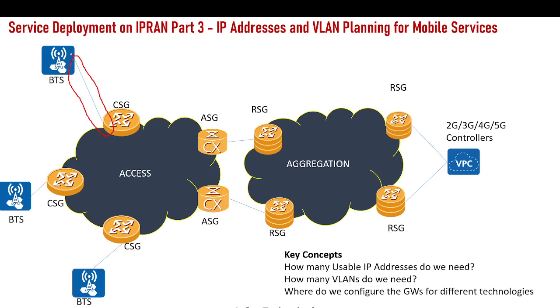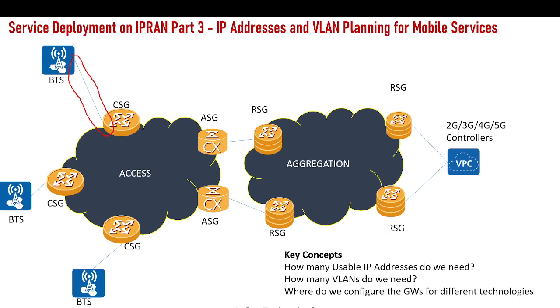Another thing that you need to know is where to configure the gateway for different technologies. On IPRAN, we normally configure the gateway on the CSG. So the port connected to the BTS will be the one where we configure the gateway for these different services, and then we can propagate them from the CSGs to the ASGs to the RSGs.